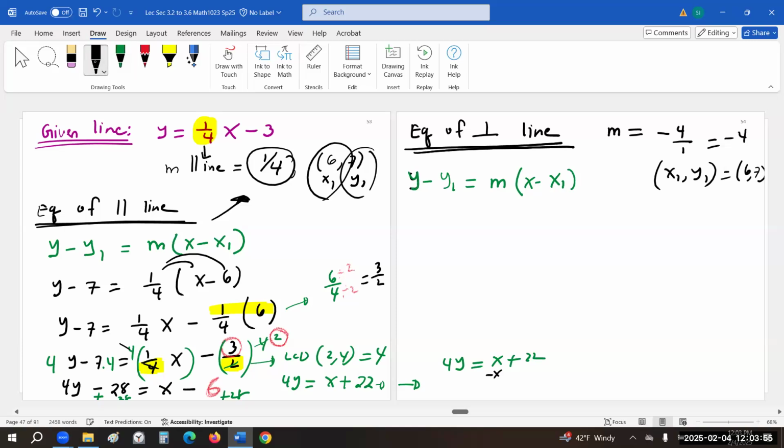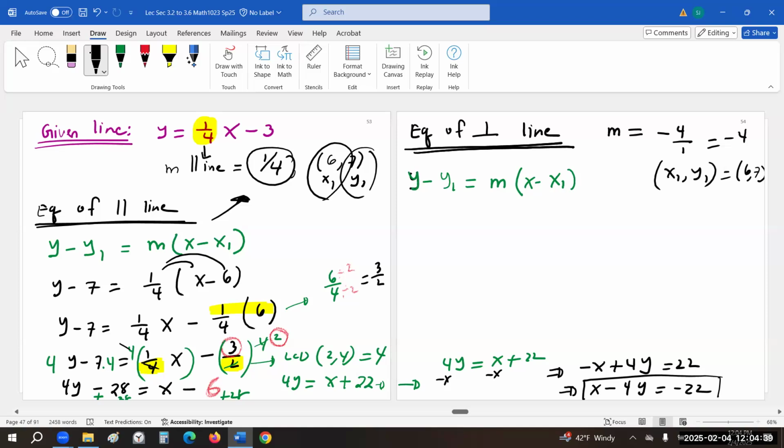We subtract the x. So we have negative x plus 4y is 22. But we don't want our x to be negative. So change the sign for everything. X minus 4y minus 22. We have minus 6 plus 28. There's 22, right? On this side. Minus 6 plus 28. We added 28 because 7 times 4 is 28. So minus 6 plus 28 gives us plus 22.